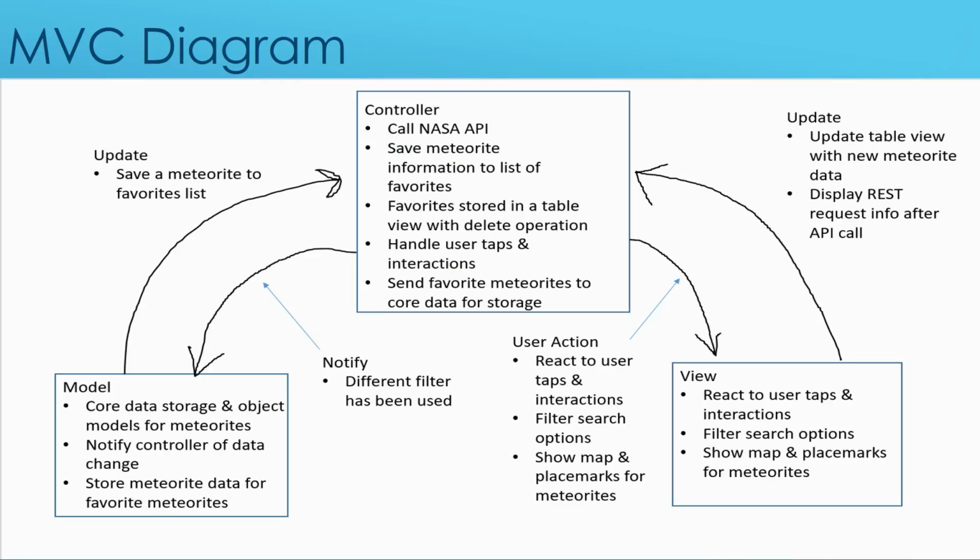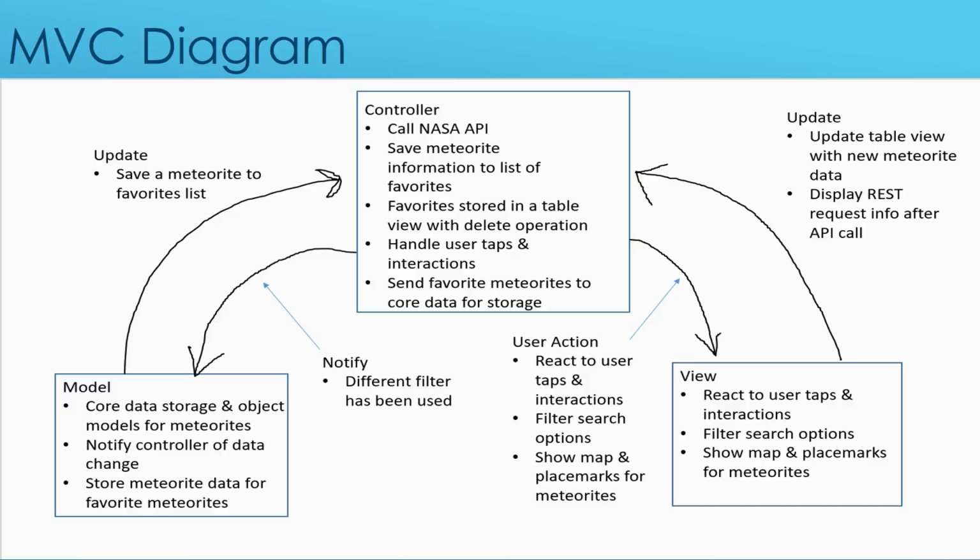So moving on to the next slide, it's my MVC diagram. Now I didn't make any changes to my MVC diagram. I felt like I wanted to, but in the end, there was nothing really changed. The controller would still call the NASA API, save the meteorites, and the favorites would be stored in a table view with the delete operation, and then handle the user's taps and interactions and send favorite meteorites to Core Data.